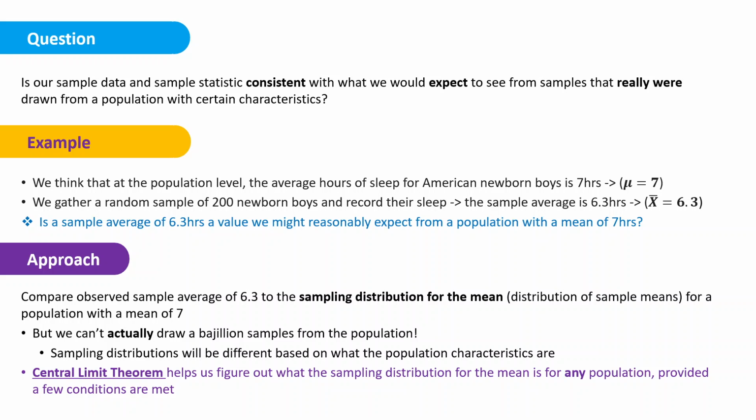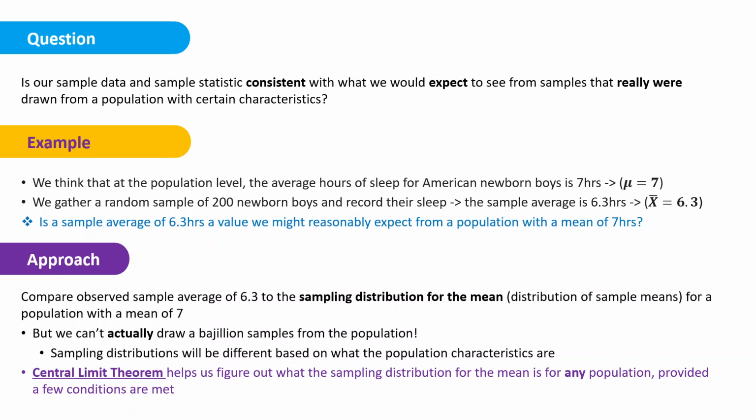So to answer this question and test this hypothesis, we gather a random sample of, say, 200 newborn boys, and we record their sleep habits. Our sample average just happens to be 6.3 hours. So on average, the 200 newborn American baby boys in our sample sleep an average of 6.3 hours. We might write that as X bar, our sample average, equals 6.3.